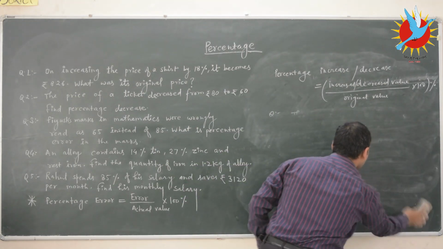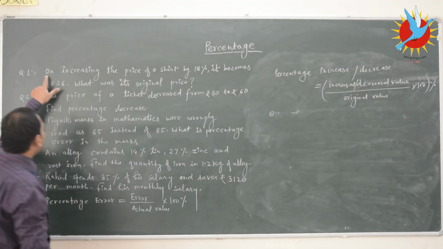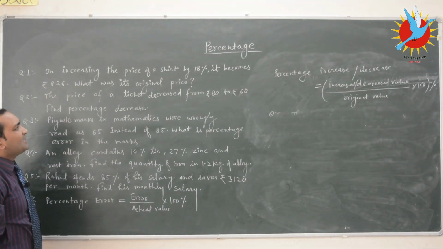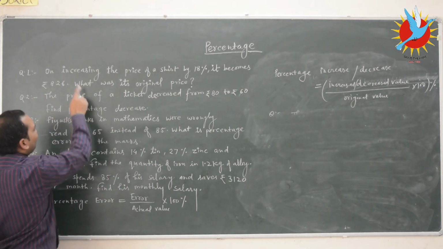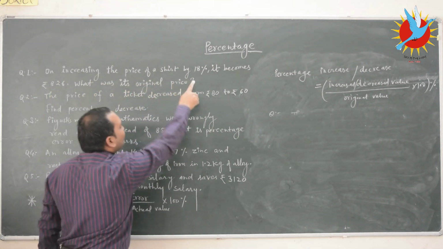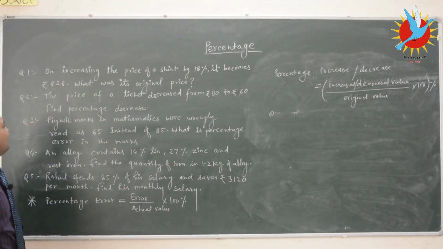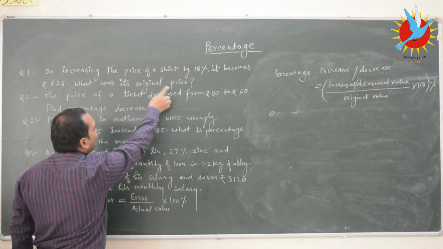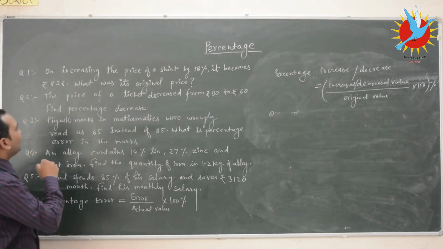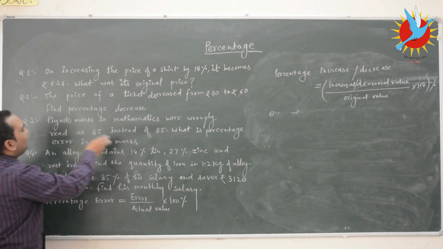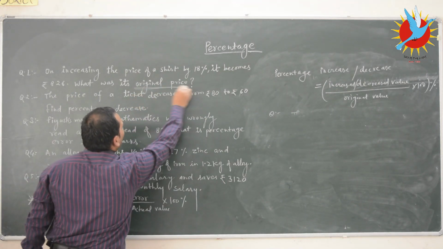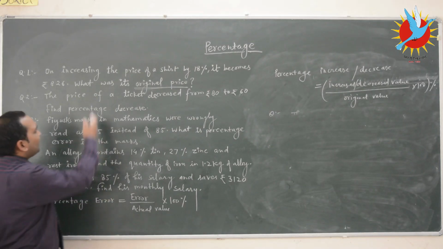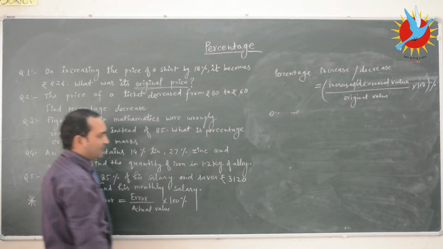Next, here are some questions. First question: on increasing the price of a shirt by 18%, it becomes rupees 826. What was its original price? In this question we are asking the original price. We don't know it, so we consider the original price to be rupees X.